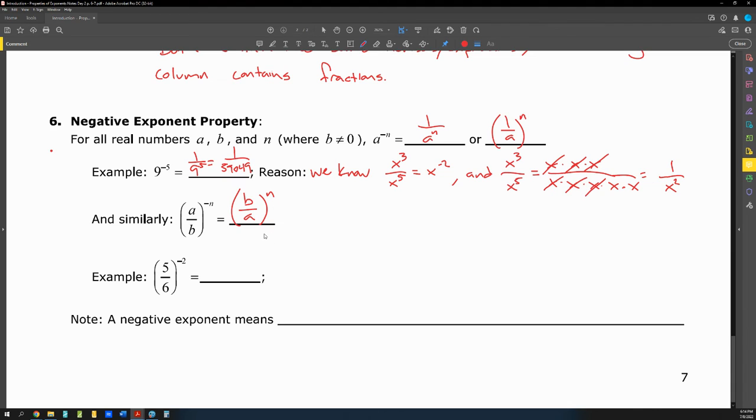So let's try 5/6 raised to the negative 2. This is equal to 6/5, the reciprocal, raised to the positive 2, or 6 squared over 5 squared. You can distribute that power to both the numerator and denominator. We learned that yesterday with our power rule. Then 6 squared in the numerator is 36, and 5 squared in the denominator is 25. And that's our answer. Finally, in summary, a negative exponent means the reciprocal of the base. So take the reciprocal of the base and then raise it to the positive power.